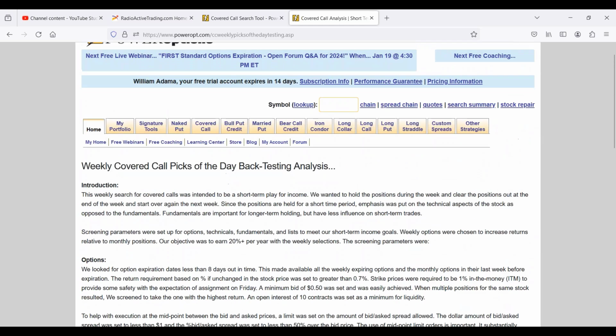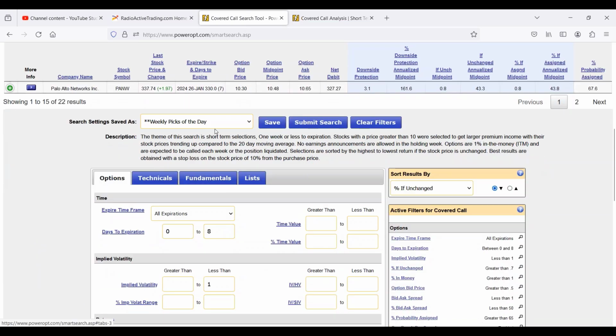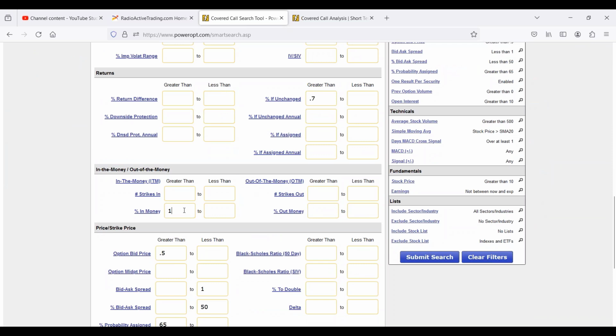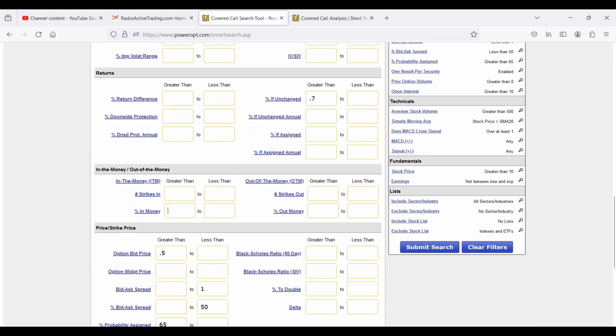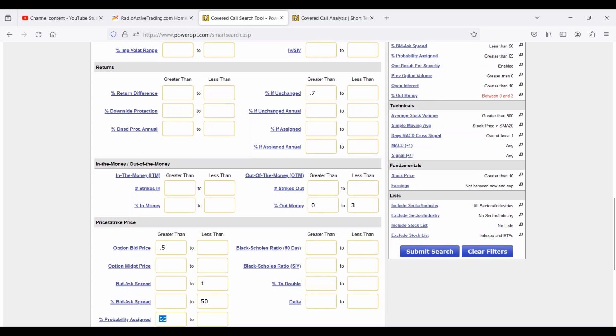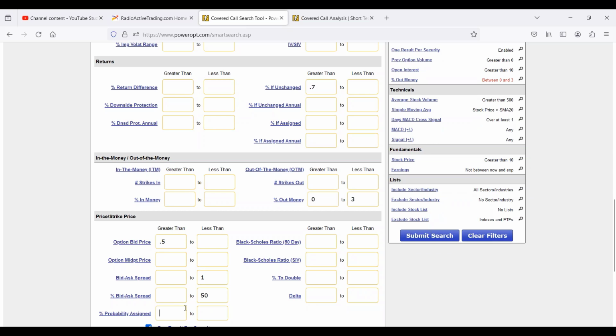I could look back and say, you know what? If I took that same criteria for the covered call, Kenneth, the weekly picks of the day, and changed the range in the money to be 0 to 3%, I'd have to adjust the probability as well, because I wouldn't see the 65% probability if the call was out of the money. My apologies. We'd see a much lower probability, 25, 35, maybe 40%. So I take that out.